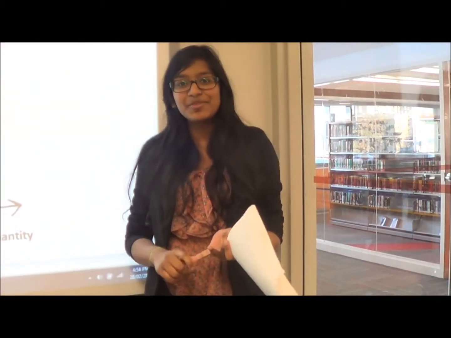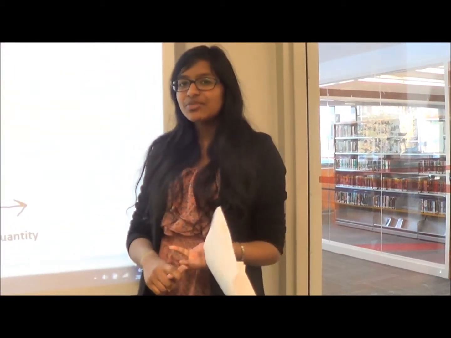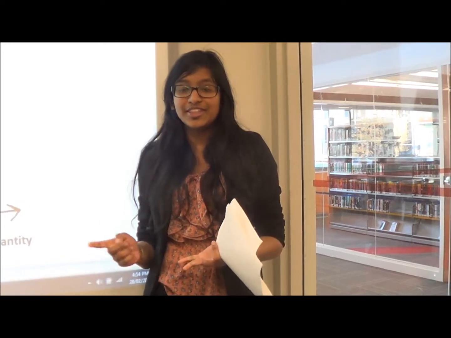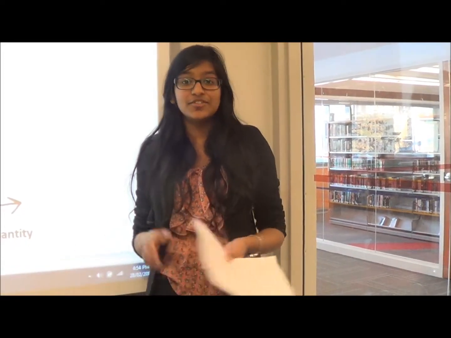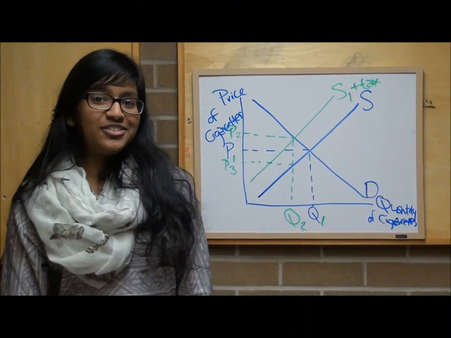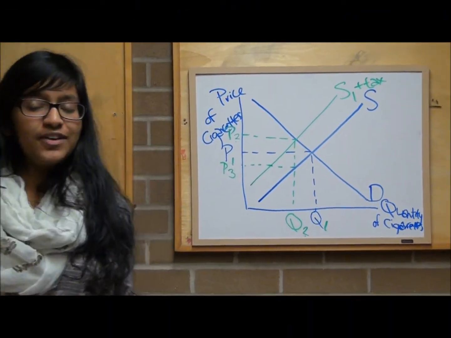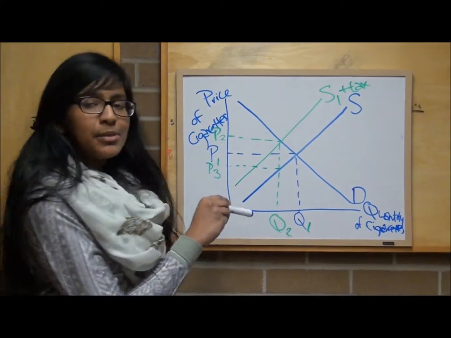One reason would be so that the government would gain revenue. The second reason would be so that the government would discourage the consumption of a certain good. For the following graph, we are going to talk about the good of cigarettes. The government would want to discourage the use of cigarettes, but they would want to gain revenue at the same time.